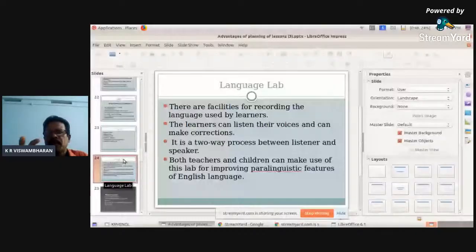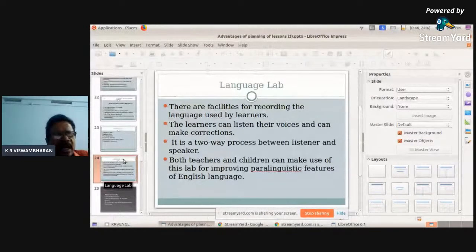For us, it is a provision for self-assessment. They can listen to their voices and make corrections. They can improve their pronunciation, etc. It is a two-way process between the listener and speaker. They can speak, they can record, they can listen to their own voice, and they can make corrections. Everything they can do. So it is a very innovative device for improving the speaking skills and listening skills of the students. Teachers and children can make use of this lab for improving paralinguistic features of the English language.